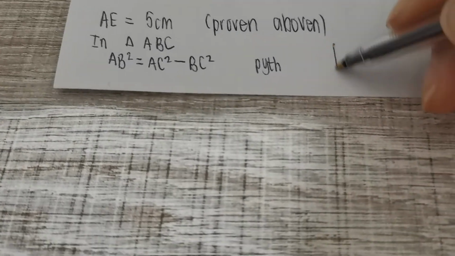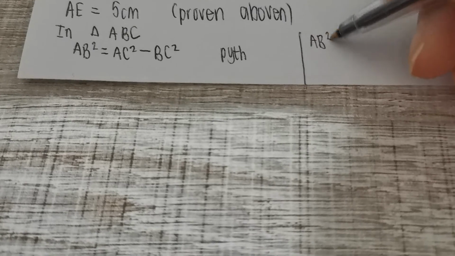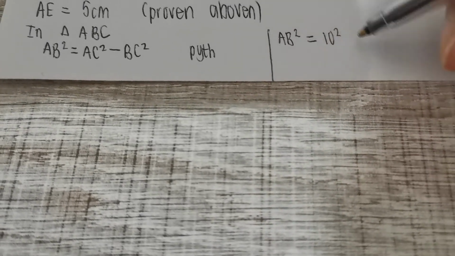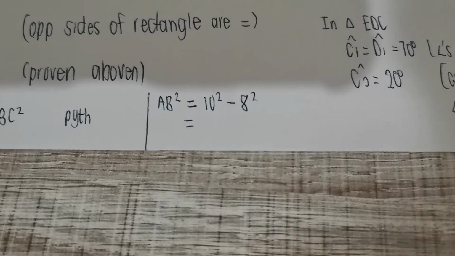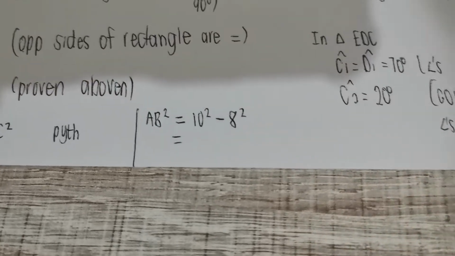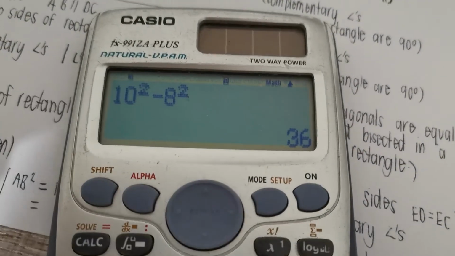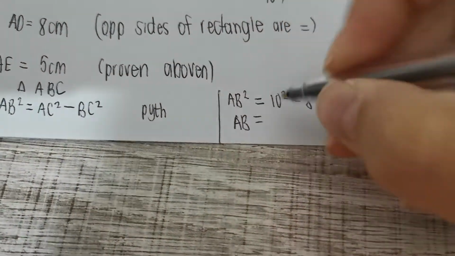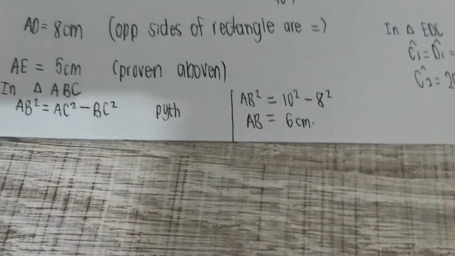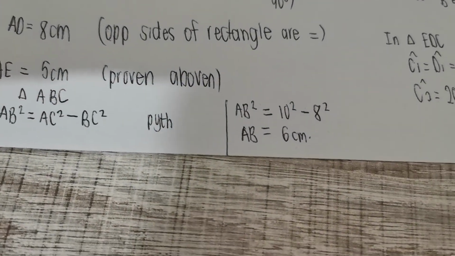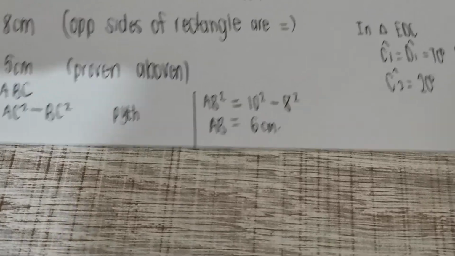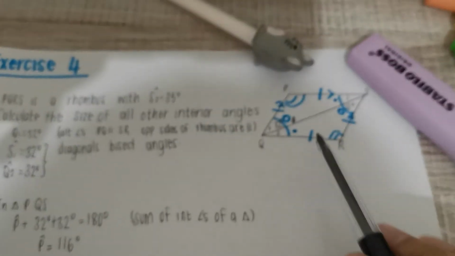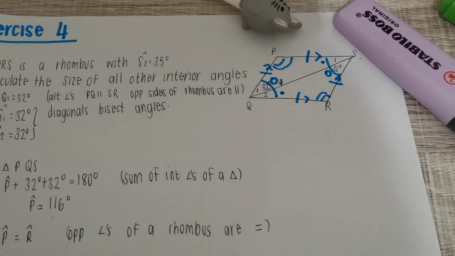Okay, I'm running out of space on my page. Continuing over here. AB squared equals 10 squared minus, what is it, 8 squared. Okay, this is what it gives me, but we need the square root of it. Okay, we knew that there. So AB equals 6 centimeters. There we go. So we used all of our, what's the word, properties of a rectangle to answer this question over here. And for this one here, all the properties of a rhombus to answer that question over there.